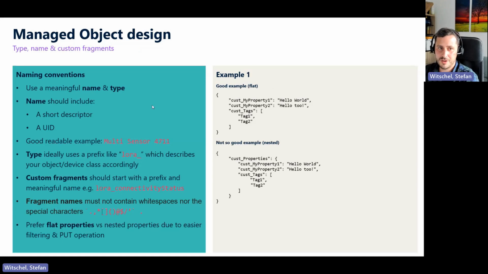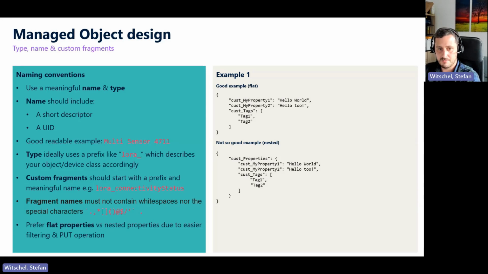To summarize everything I've just said: use a meaningful name and type. The name should, in the best case, include a short and meaningful descriptor and a UID, like here, the multisensor as an example. The type should not contain any unique IDs, but should describe the device or object class, so we can easily retrieve the objects. The custom fragment should start with a prefix and a meaningful name. For example, for LoRa, you can have LoRa connectivity status, so if the device is connected to the LoRa backend, it is persisted as a status in the device.